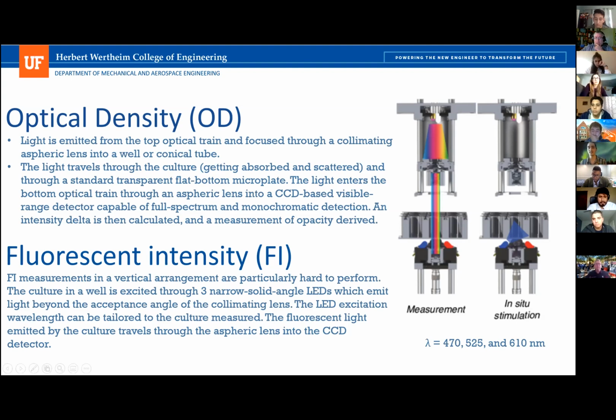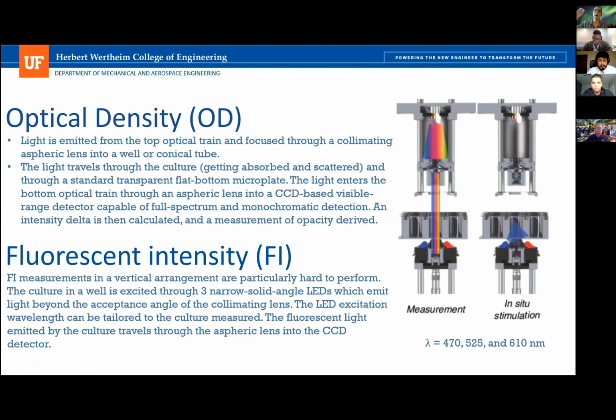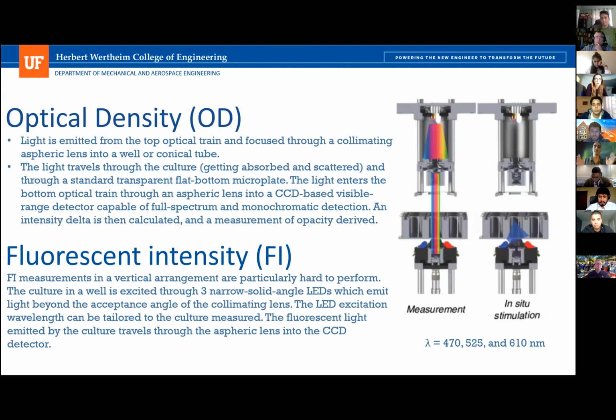But on the fluorescent intensity side, we had to minimize the amount of excitation light that is detected, from our excitation sources, which can be LEDs at 470, 525, 610, or any type of excitation frequency. And so with this configuration, we're able to exclude all of that light because of the collimating lens, the aspheric lens acceptance angle, and our narrow solid angle LEDs. And so you go to the next page.